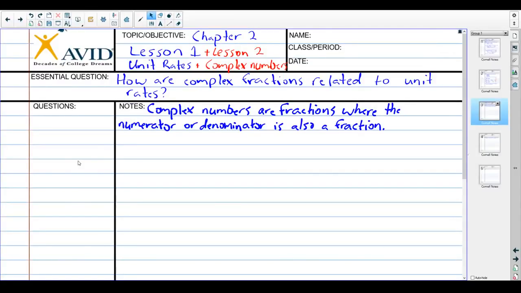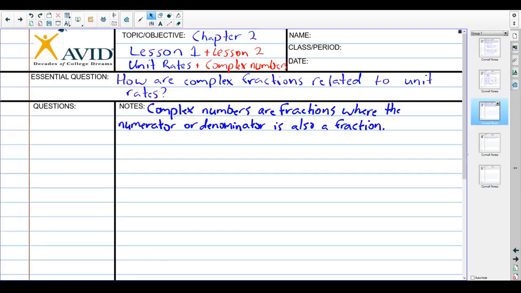Okay, Chapter 2, Lesson 1 and 2. This is the Lesson 2 part of this. Unit rates, complex numbers. So if you did this on the same page, because you write small, you're just going to add this red part to the title. If you're doing this on a new page, you would only write the part that's in red, plus Chapter 2, I guess. The essential question is the same. So if you still have the essential question, don't feel like you have to write it again.